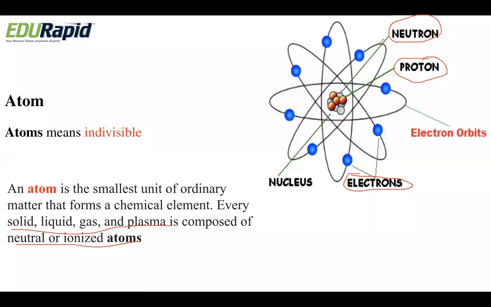Protons and neutrons are present at the center of the atom, which forms the nucleus. We call it the mass of an atom. And electrons revolve around the nucleus in specific paths. These paths are called electron orbits. So this is, we can say, the gross structure of an atom.